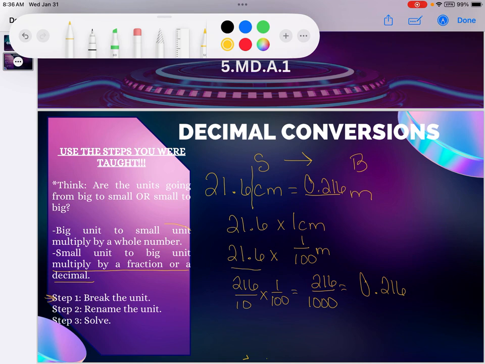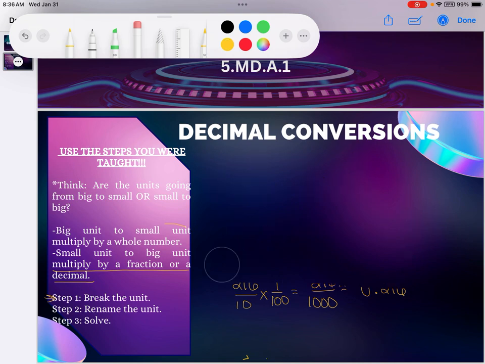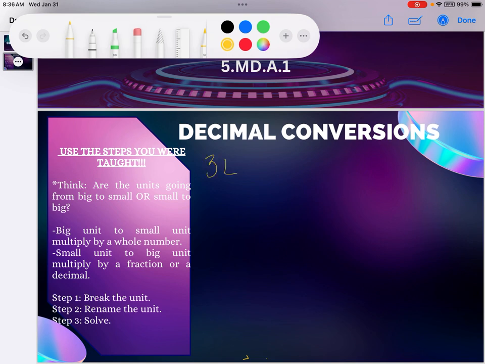Let's say we have 3 liters and 25 milliliters. And that's going to equal blank milliliters. So with 25 milliliters already being in milliliters, I can leave it alone and then add it at the end. And I just want to strictly worry about the 3 liters. So the liters are moving from big to small, so I know I'm going to have to multiply by a whole number. So step 1, 3 times 1 liter.